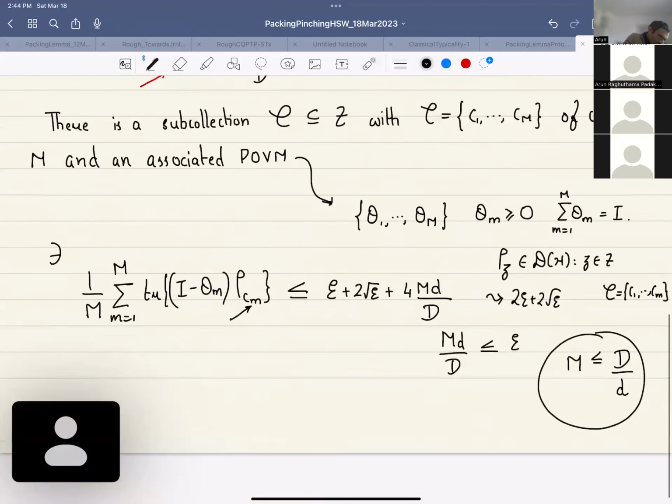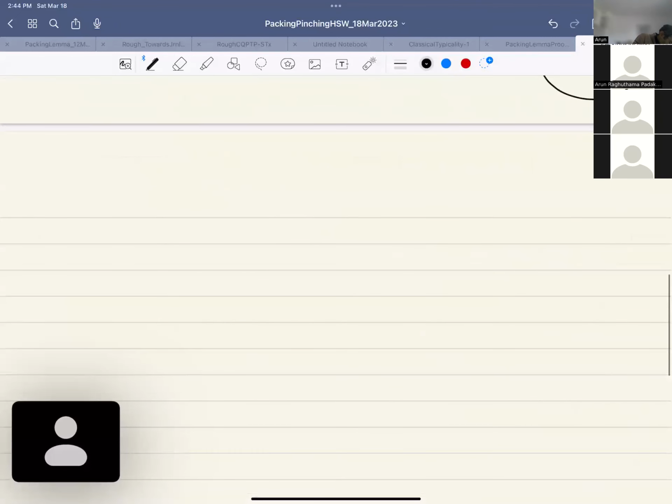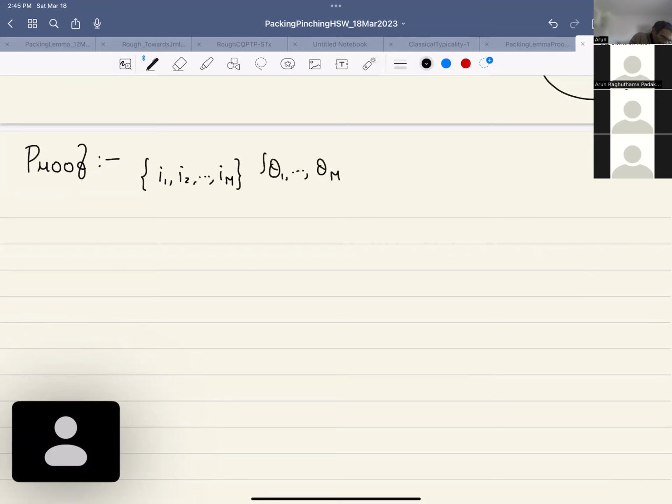So we did the proof. What did we do? The proof was something like this. We have to identify a subcollection, and I told you this is kind of a random coding argument. So in other words, let's take any collection I1, I2 to IM. I'm going to cook up a corresponding theta 1 to theta m. Now, as you change this, this is also going to change.